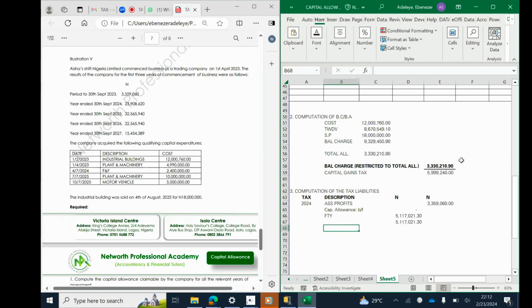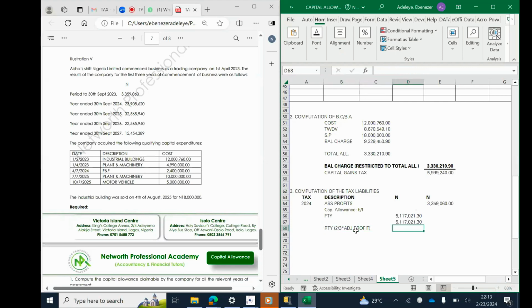Am I correct? If it is a trading company. But if it is a manufacturing company, you can allow everything. But in this case, it is a trading company, so we have to restrict it. This is our adjusted profit or our assessable profit here. We can call it adjusted profit or assessable profit. All right. So our relief for the year would therefore be restricted to, because this is a trading company, don't forget that, 2 over 3 of the adjusted profits.